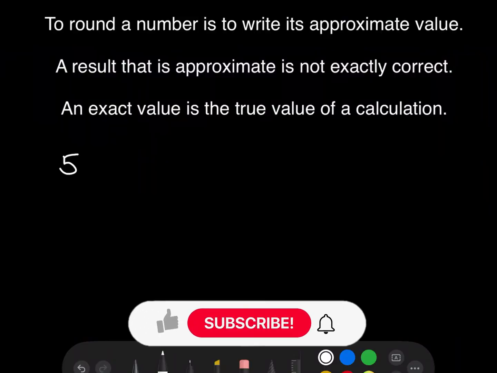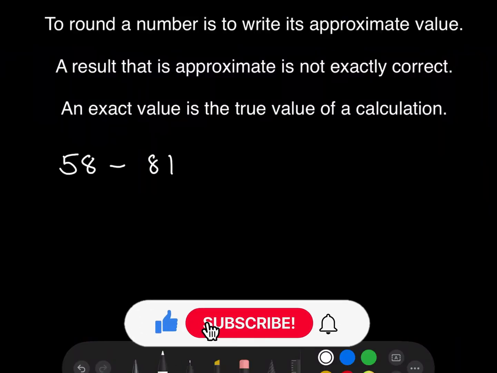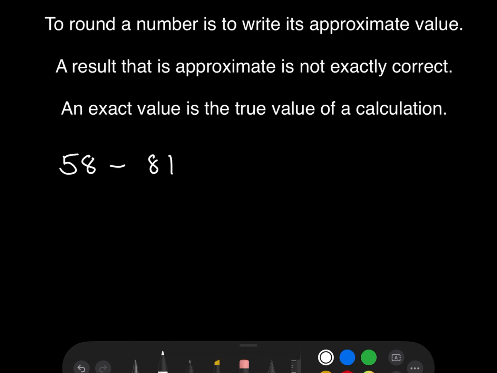So assume that you have 58 minus 81. So we can round each number so that we can do the calculation mentally or using a sketch. As you can see, these are two-digit numbers, so we can round these numbers to the nearest 10.